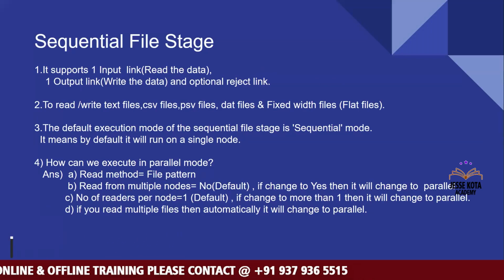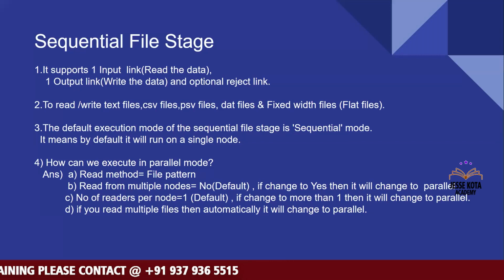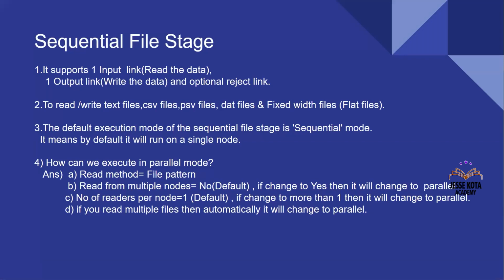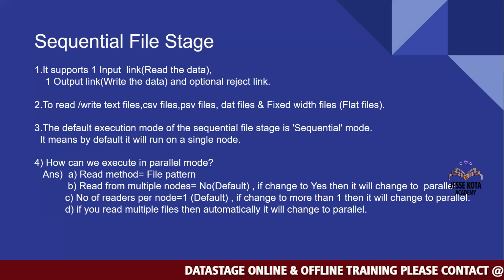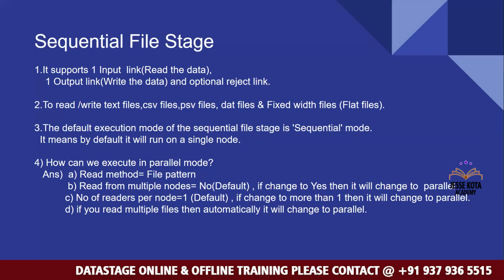The file may be text files (.txt), CSV files, PSV files, dot files, and fixed width files. We'll be reading and writing the data using the sequential file stage. The sequential file stage has one input link and one output link. So it supports a single input link and a single output link, and one reject link.